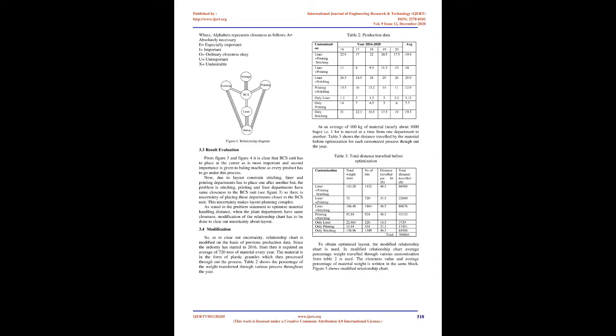Figure 3, Relationship chart. Where alphabets represent closeness as follows: A equals absolutely necessary. E equals especially important. I equals important. O equals ordinary closeness. U equals unimportant. X equals undesirable. 3.3 Result evaluation.